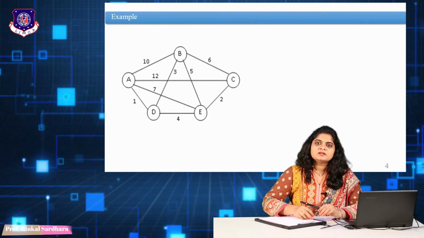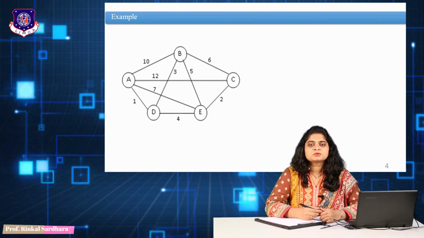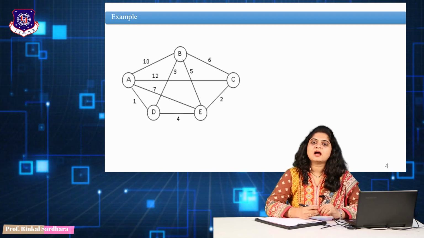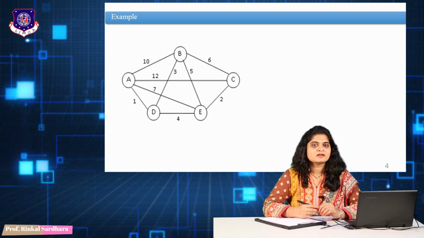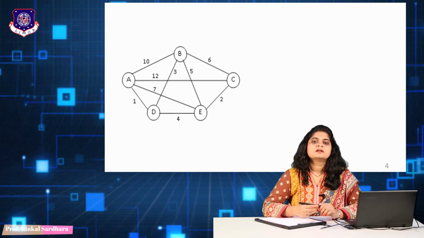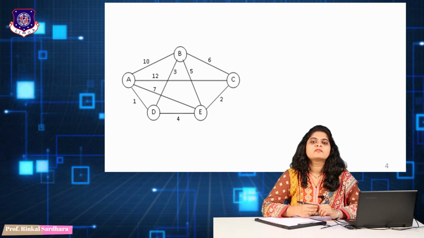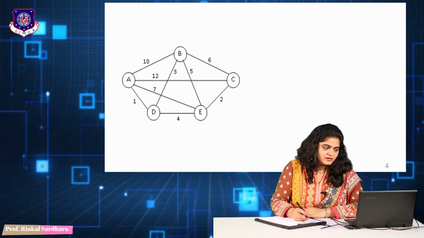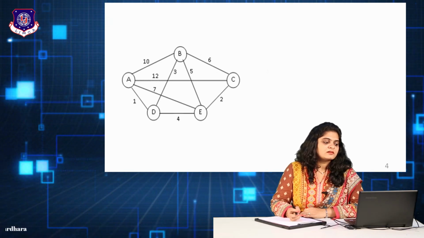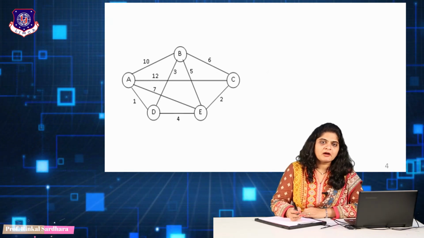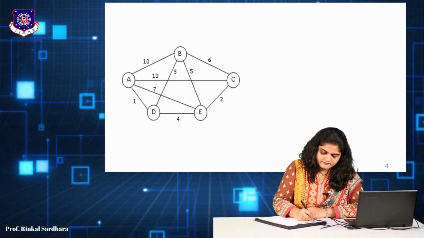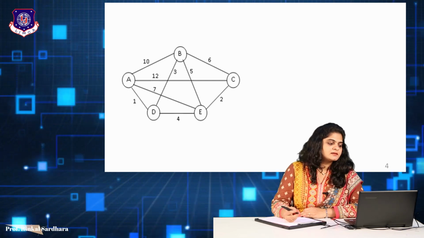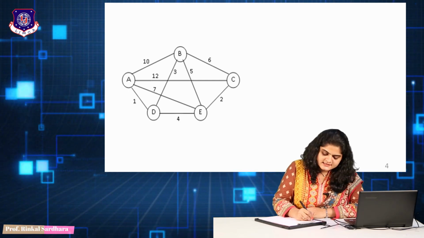Now let's take an example to create a minimum spanning tree through Kruskal's algorithm. Here the graph is given. We have to do the first step. The first step is to list all the edges of the graph in increasing order. So, list the edges. The minimum edge in this graph is A to D having weight 1. The next edge is 2, that is C to E.